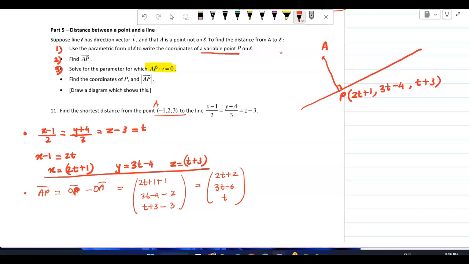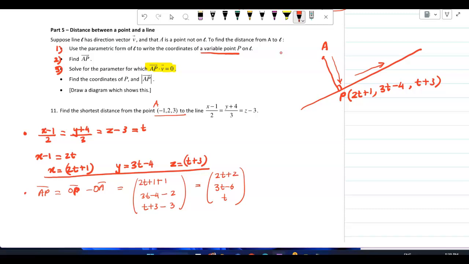Correct. Okay. So what is that? This is my vector AP. Now, AP and the direction vector are perpendicular to each other. So the dot product is 0. So that's what we are using.